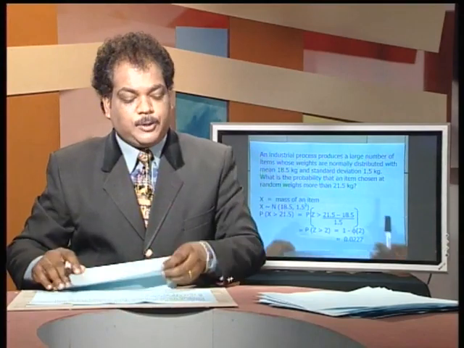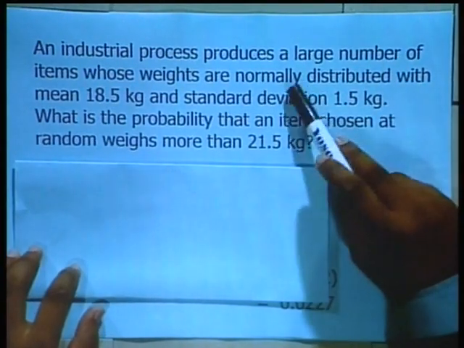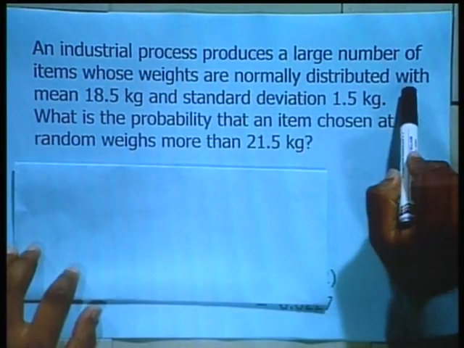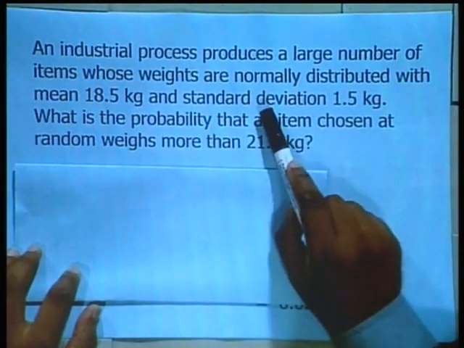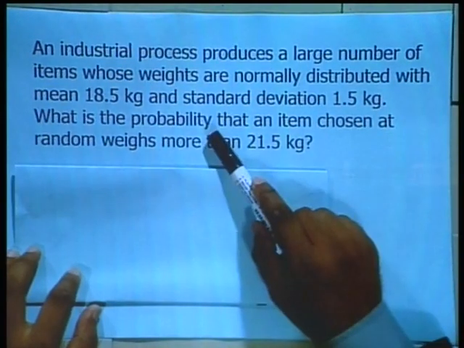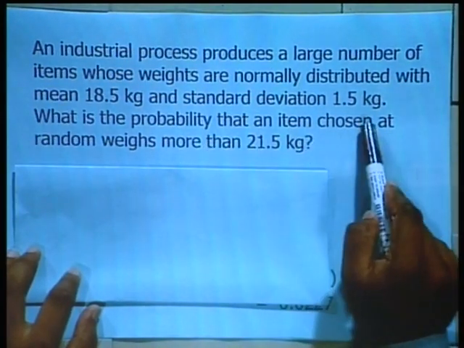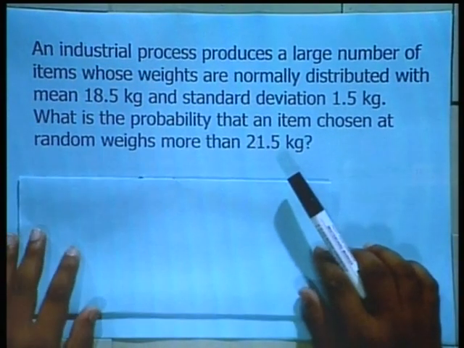We'll take an example. An industrial process produces a large number of items whose weights are normally distributed with mean 18.5 kilogram and standard deviation 1.5 kilogram. What is the probability that an item chosen at random weighs more than 21.5 kilogram?